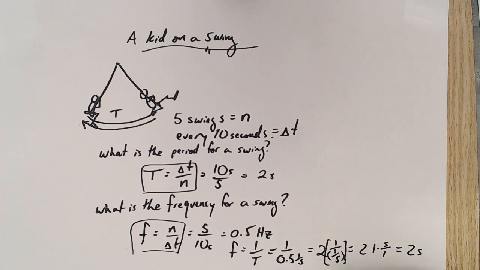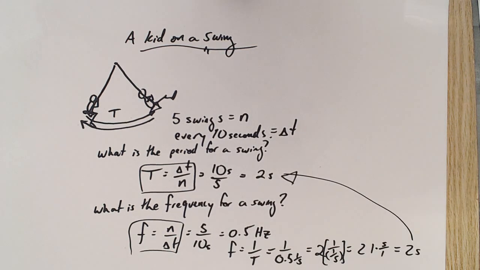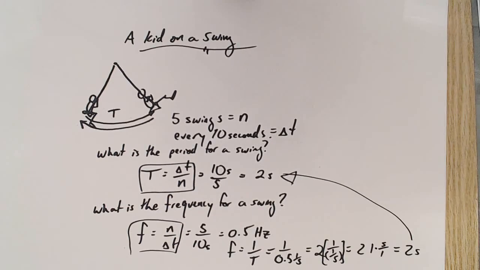Just like we would have gotten if we took this method here. The units still work out if I do 1 divided by 0.5, 1 over seconds, or equivalently 1 divided by 0.5 hertz. Anyway, that's the short story on frequency and period.